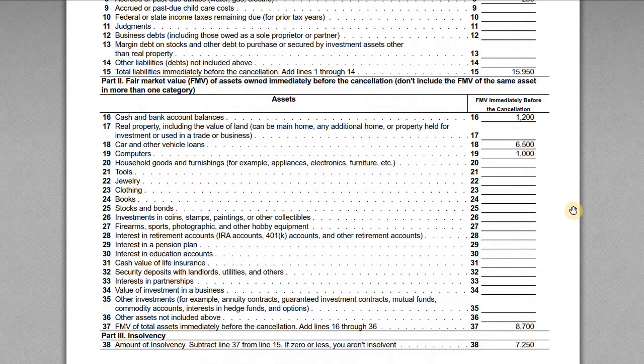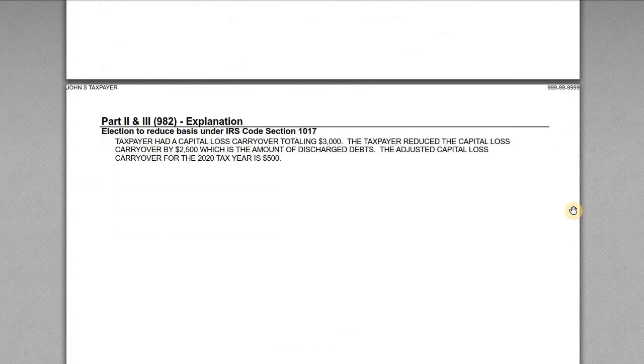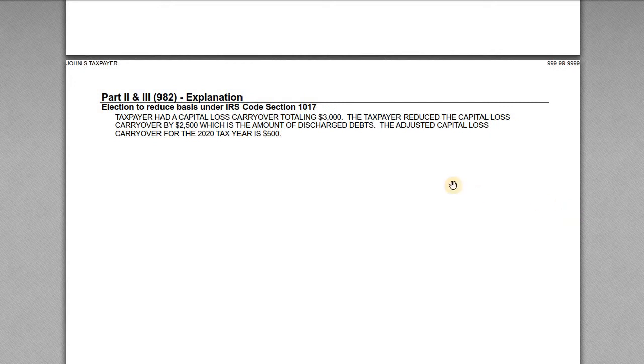And so here you're supposed to attach a statement explaining what it was you reduced. So we've indicated here that John had a capital loss carryover of $3,000. That's what he had from the prior year rolling into this year. But because he had the discharge of indebtedness, which he's excluding from income, he's going to reduce his capital loss carryover by $2,500, and the adjusted capital loss carryover for 2020 will now be $500.